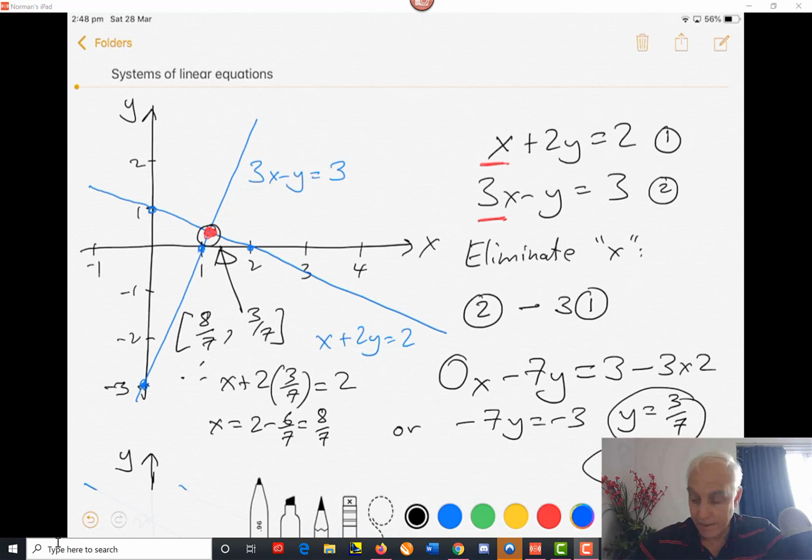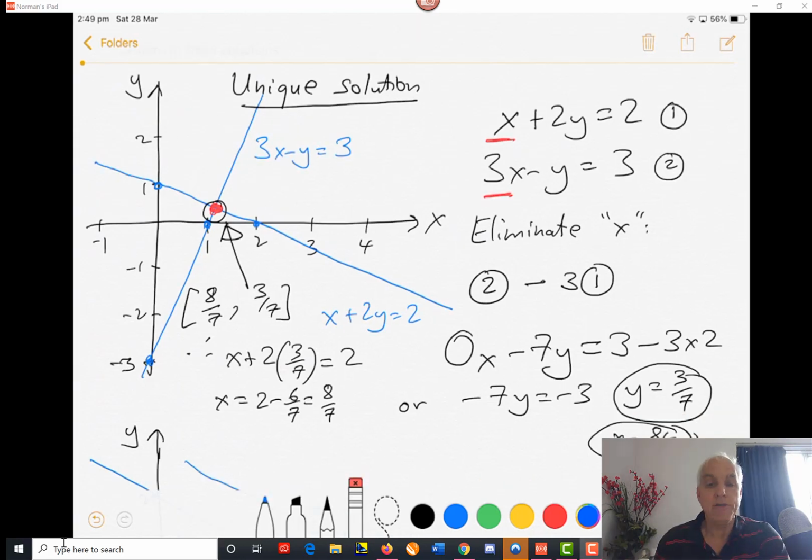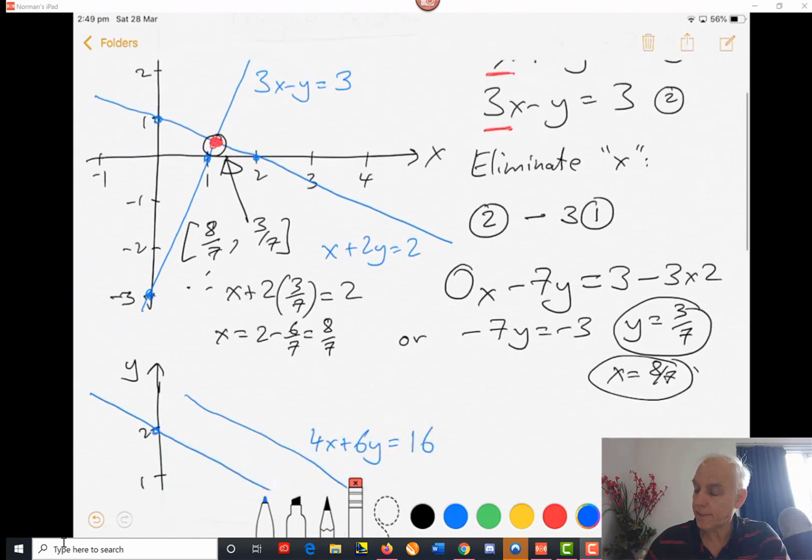And in this case, there's a unique solution. This is the only solution. This is the case of having a unique solution. There's only one point which lies on both lines. All right, so now let's scroll to a next example.